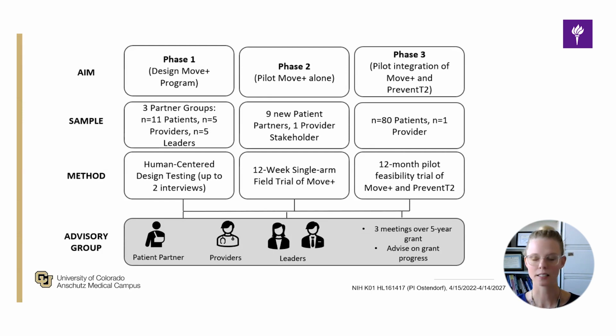And then phase 2 involved that 12-week single-arm field trial. And the goal was just to test only the MOVE components and live delivery and to see how it goes. What things could we improve on before we start that factorial trial in Aim 2, which I called phase 3 for my patient partners. And in that one, we are trying to recruit 80 patients and do a 12-month pilot feasibility trial where we're combining MOVE with an existing lifestyle intervention program called Prevent T2. That's formerly known as the Diabetes Prevention Program.